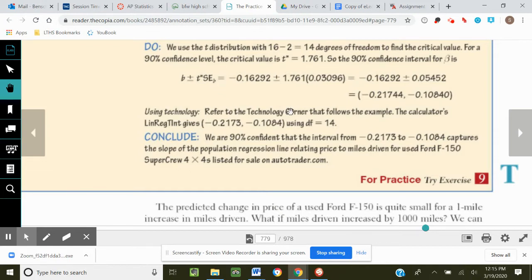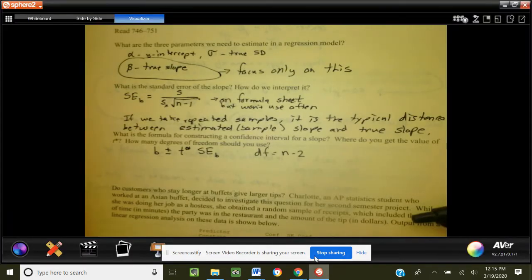And then just our conclusion statement for a typical confidence interval. We're 90% confident that the interval from blah, blah, blah, to blah, blah, blah captures the true slope of the population regression line, because we're estimating the slope of the population regression line relating, in this case, price to miles driven. So there you go, good example there.